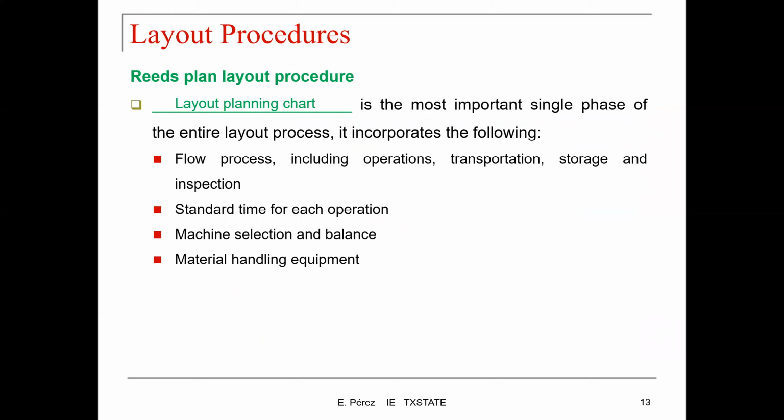Reed's plant layout procedure: the layout planning chart is the most important single phase of the entire layout process. It incorporates the following: the flow process, including operations, transportation, storage, and inspection, standard time for each operation, machine selection and balance, and material handling equipment. On the next slide, I'm going to show you an example of a layout planning chart.